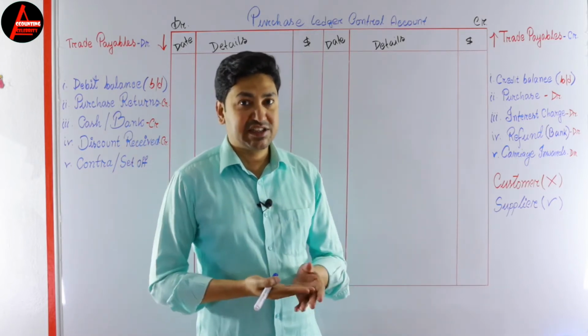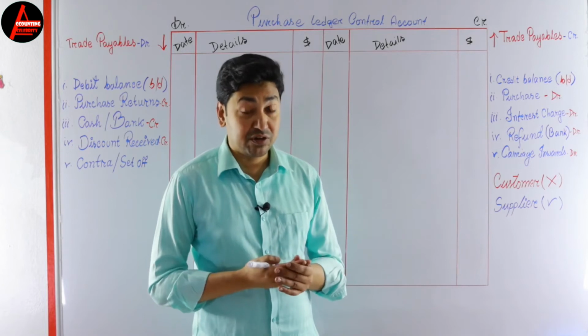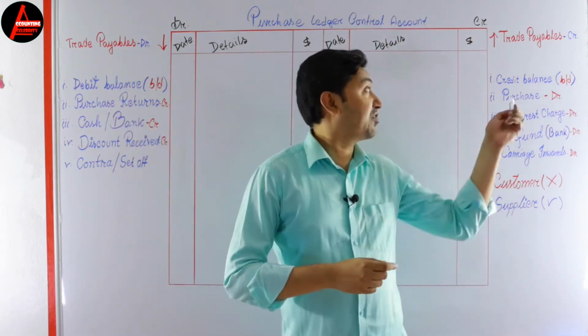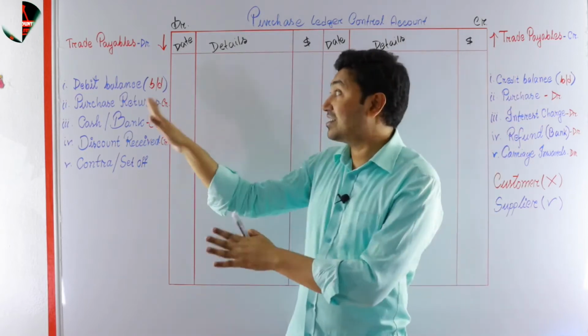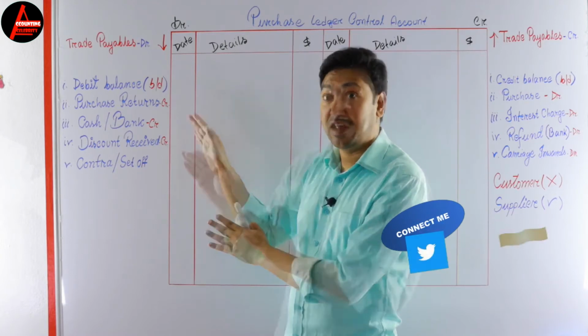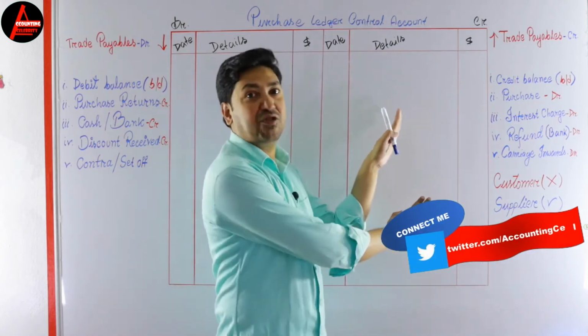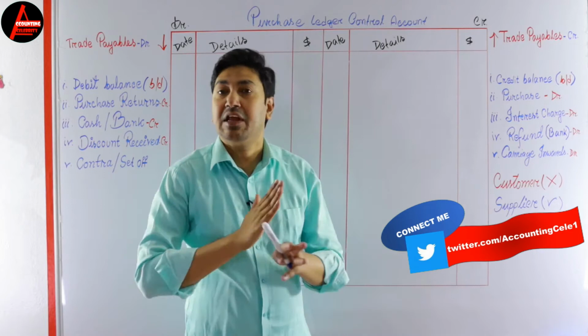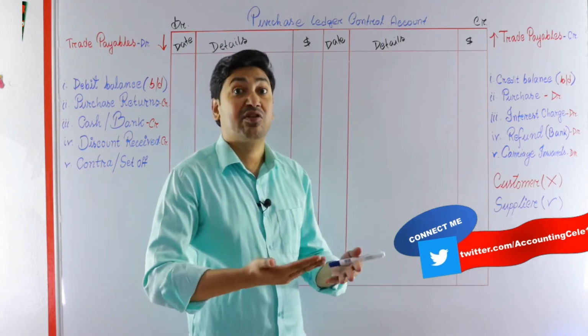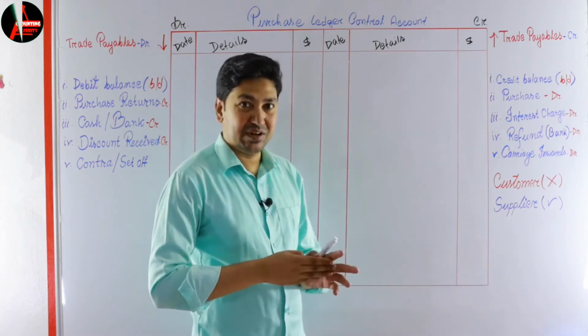So let us start writing. First of all, we have to record the balance b/d. The first item is balance b/d in the debit side. Here also in the credit side, balance b/d. And these items will always be in the debit side, don't forget. And these items are always in the credit side. If you remember these items, your control account is 99% done. You just have to calculate and record the items to complete the other 1%.